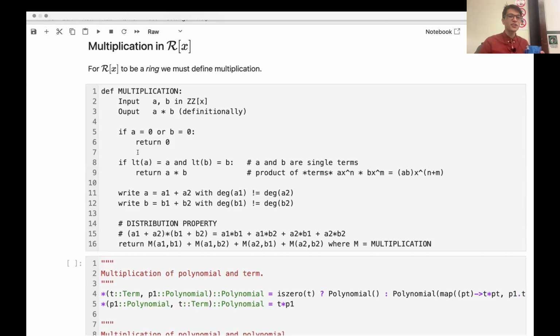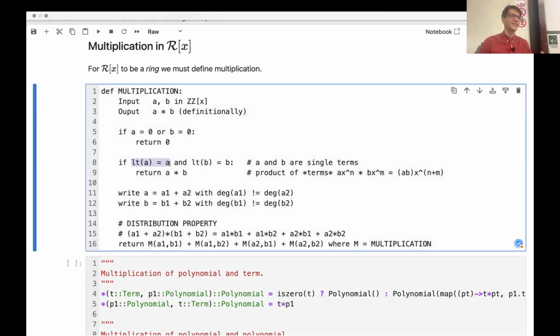Otherwise, if the leading terms of the polynomials are the same, then we're just going to return. Sorry. This is a cheeky way of asking if the polynomial is comprised of a single term, like x cubed. X cubed is going to be equal to its leading term, because the leading term of x cubed is x cubed. Okay, so if the a and b that are coming in are single terms, this is kind of a weird edge case. Right? So I'm saying if they're comprised of exactly one term, then just multiply them together.